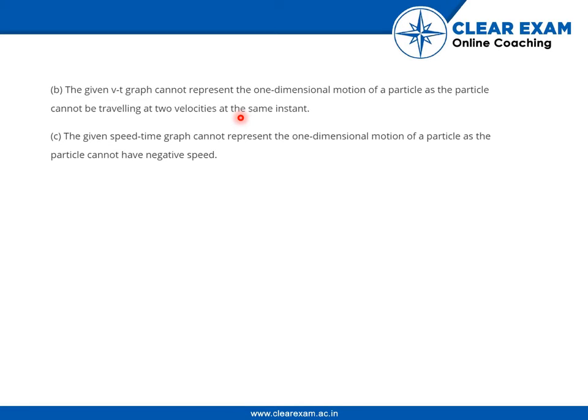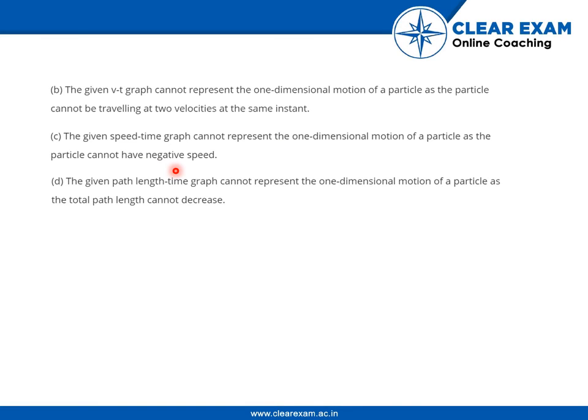and projects a speed time relationship, but it cannot represent one-dimensional motion of a particle, as the particle cannot have negative speed. Now the last instance depicts a relationship between length and time. Now this cannot represent one-dimensional motion of a particle, as the total path length cannot decrease.